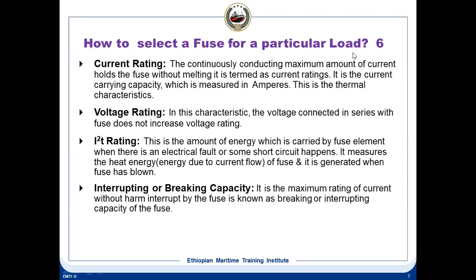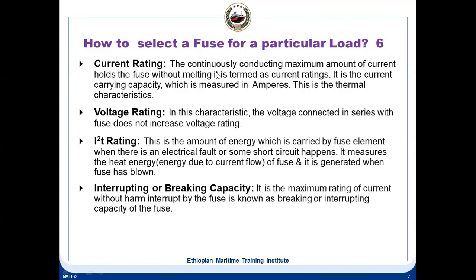So how do you select a fuse for a particular load? One is current rating. The maximum amount of current the fuse holds continuously without melting is termed the current rating. It is the current carrying capacity, which is measured in amps. So always the current rating has to be the same. If it is 5 amps, it has to be 5 amps. Voltage rating: yes, you can put a higher voltage rated fuse, but not a lower voltage rated one. Hope you understood the significance of the voltage rating. It is because of arc suppression. If you put a lower voltage, the arc will not be suppressed, and it can cause damage to your equipment. So voltage rating is very important.